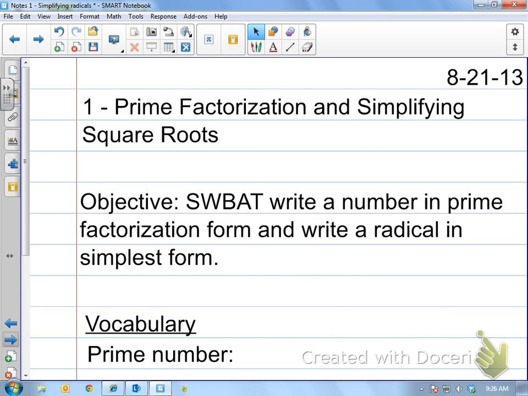We will be talking about prime factorization today and simplifying square roots. Is there anyone else who needs a piece of paper to take notes on?